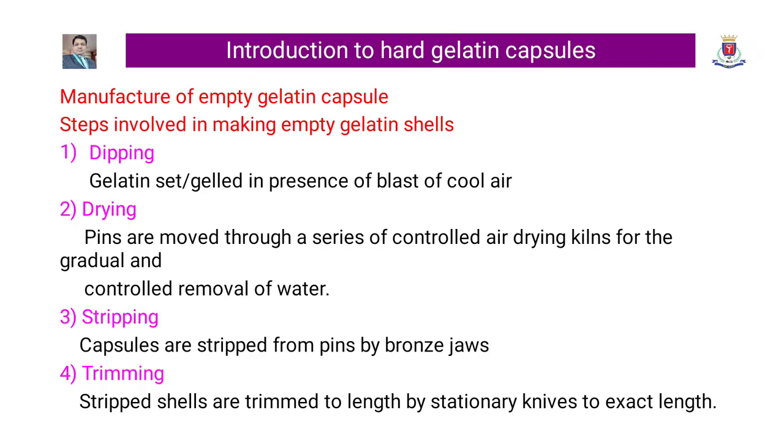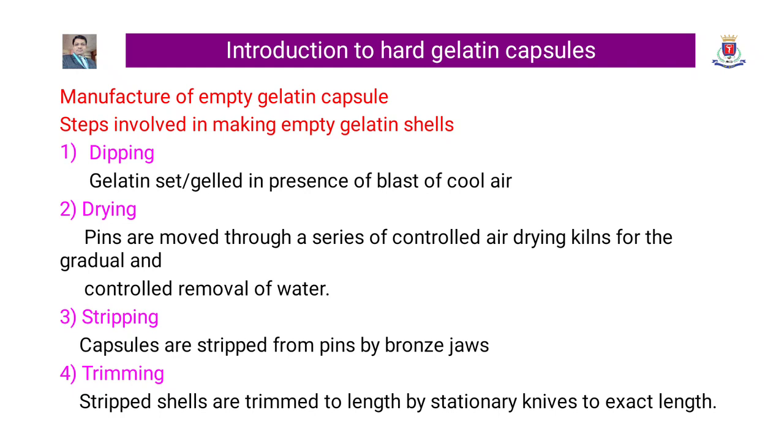Manufacture of empty gelatin capsule. Steps involved in making empty gelatin shells. Step number 1 is dipping. Gelatin set or gelled in presence of blast of cool air. Here the gelatin is a raw gelatin. Number 2 is drying. Pins are moved through a series of controlled air drying kilns for the gradual and controlled removal of water.